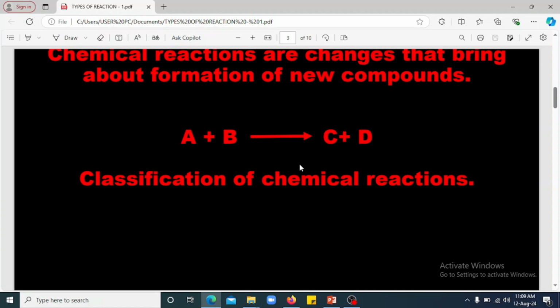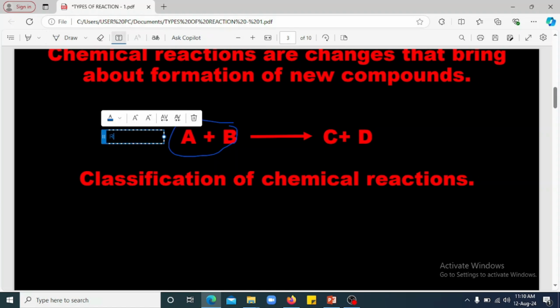The formation of new compounds will arise as a result of things or substances reacting together. Let's look at what I have here. A plus B to give C plus D. Now, these A and B are reacting. They are reacting together. So we call A and B reactants.